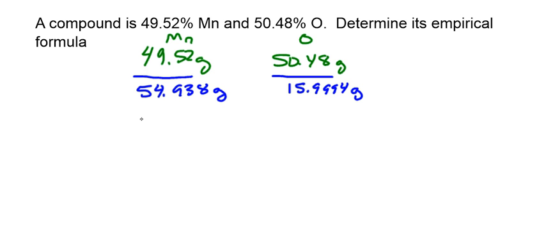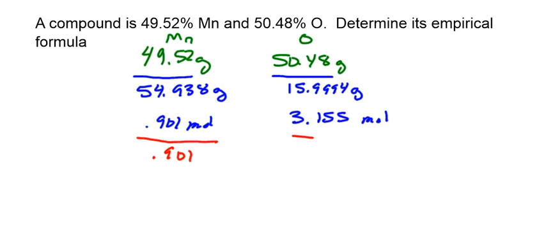So this one here turns out to be 0.901 moles, and this one is 3.155 moles. Because remember, when we divide grams by molar mass, we do get moles. So then we're going to divide each of these by the least. So this is 0.901, and this is divided by 0.901. Then we get a 1, and this one comes out to be 3.5.